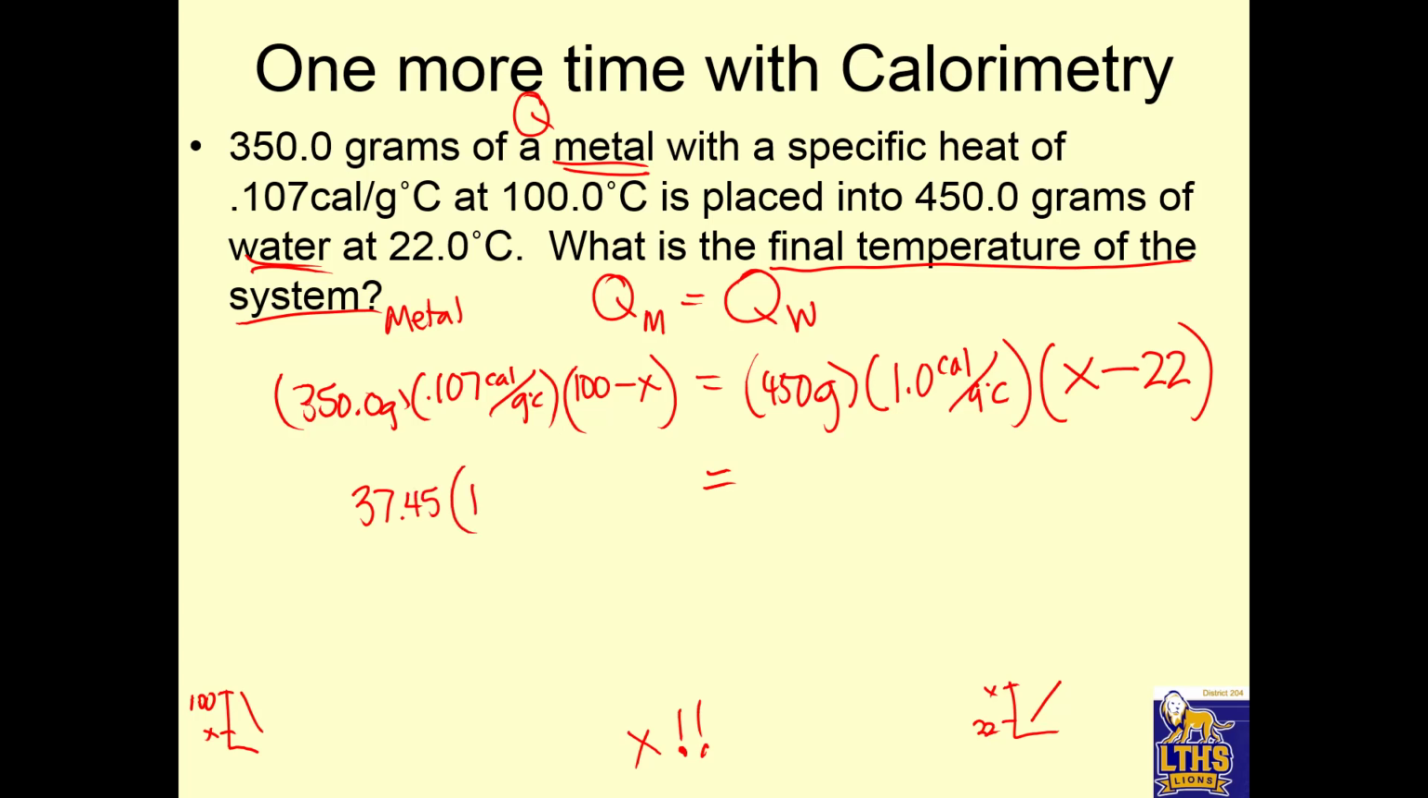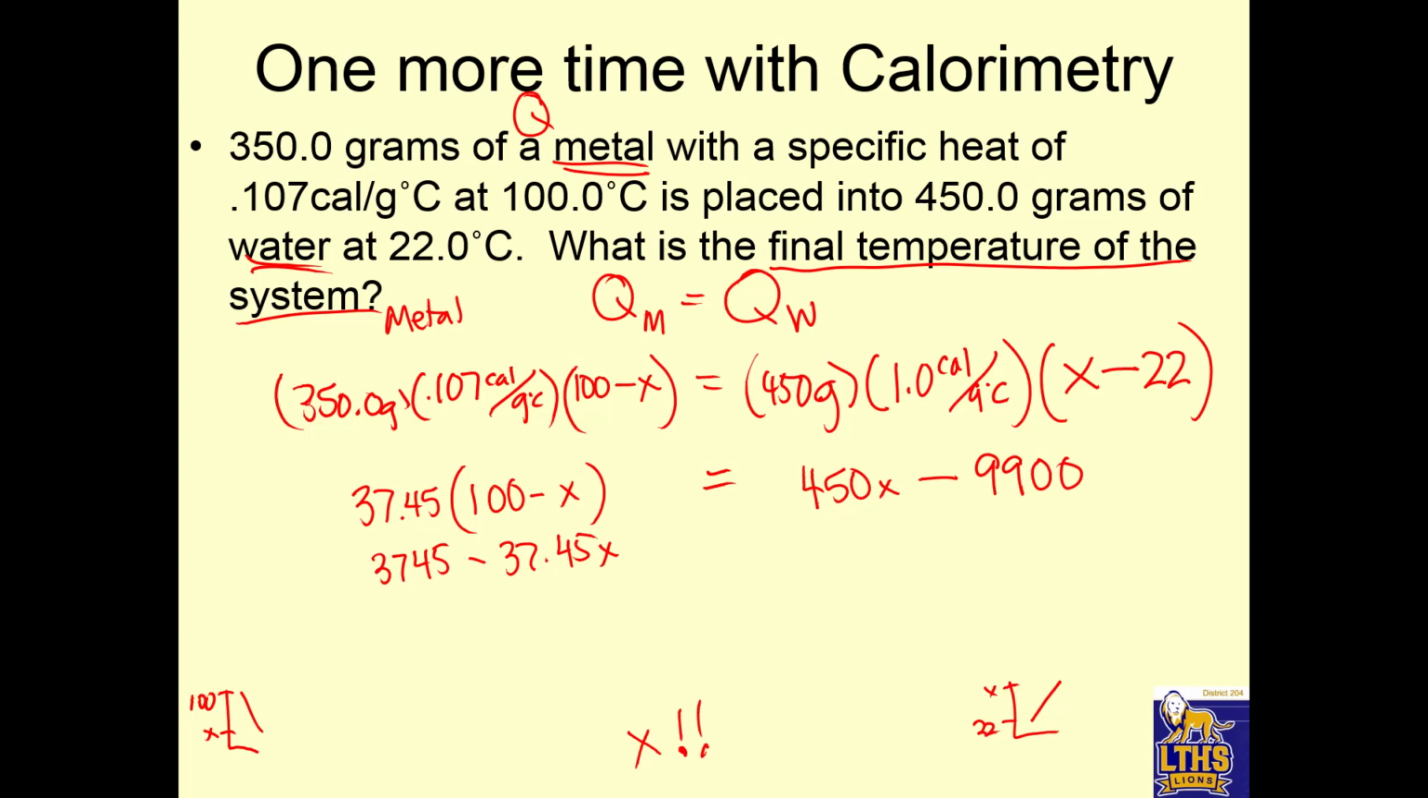37.45 times 100 minus X. So 3,745 minus 37.45X. On this side, we got 450 times 1 times X. We got 450X minus 450 times 22, which is 9,900. Okay. So now we just solve for X.